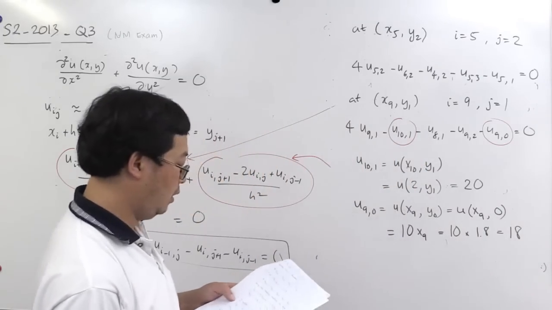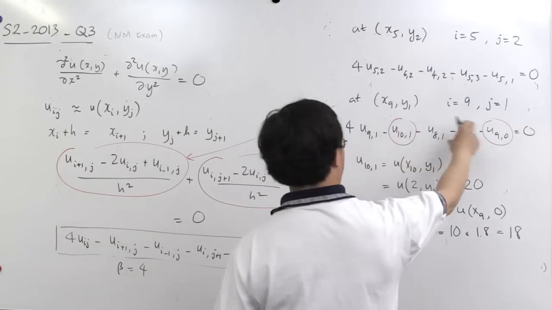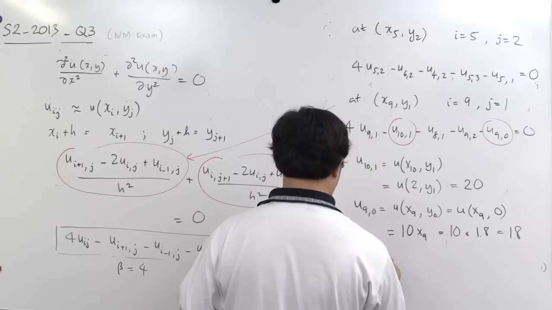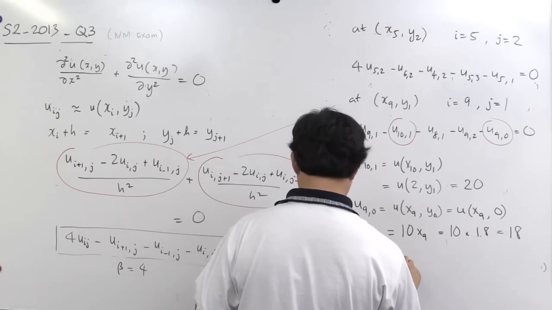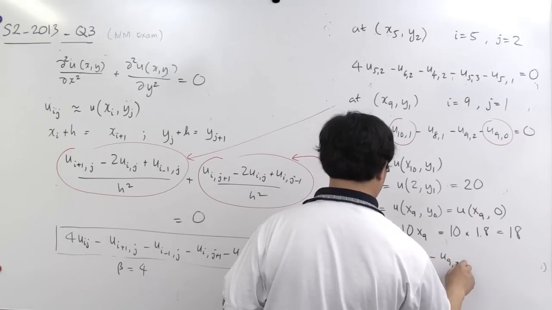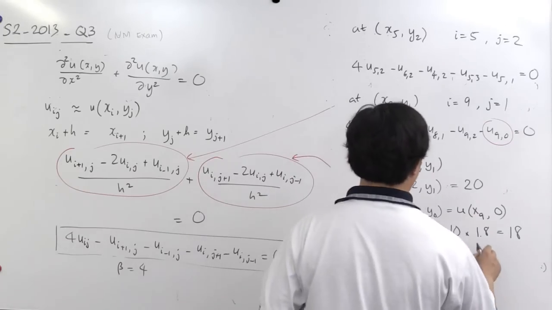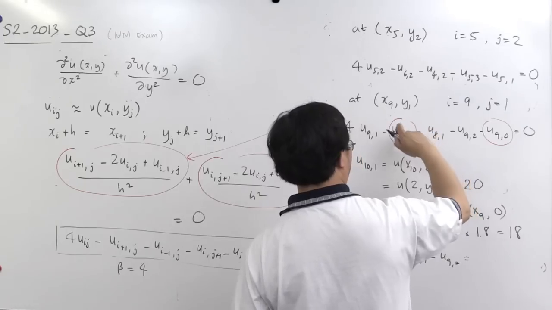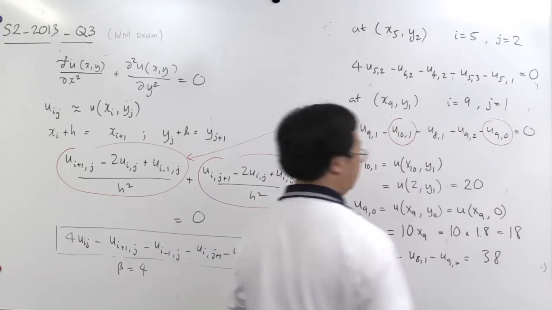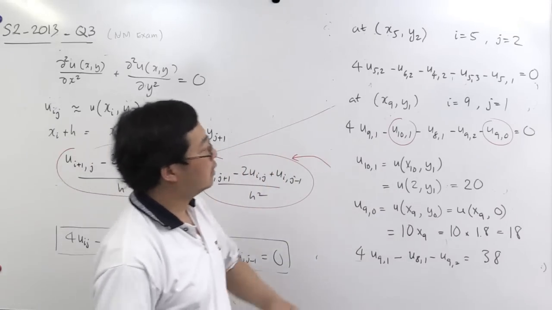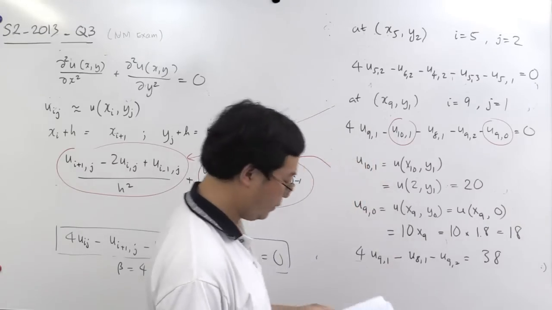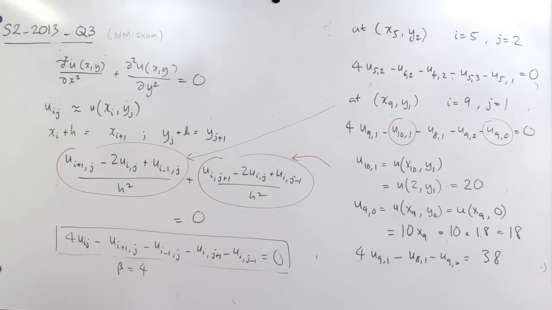Now you have to rewrite this equation. You get 4 u9,1 minus u8,1 minus u9,2 equals 38, because you move 20 and 18 to the right. Those values are known, so you have to move them to the right hand side.